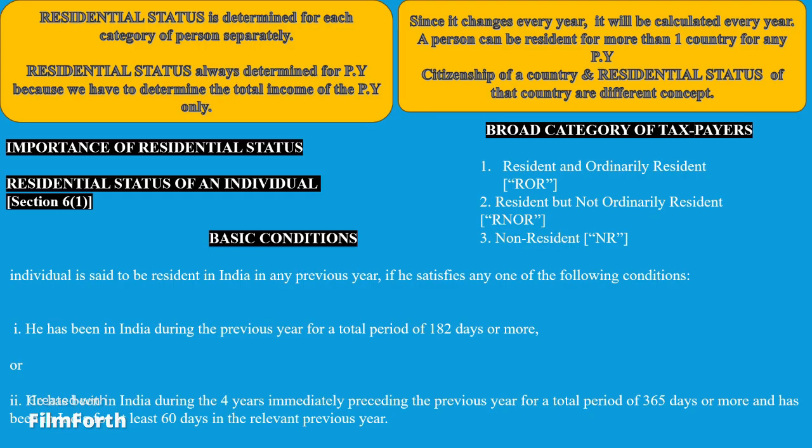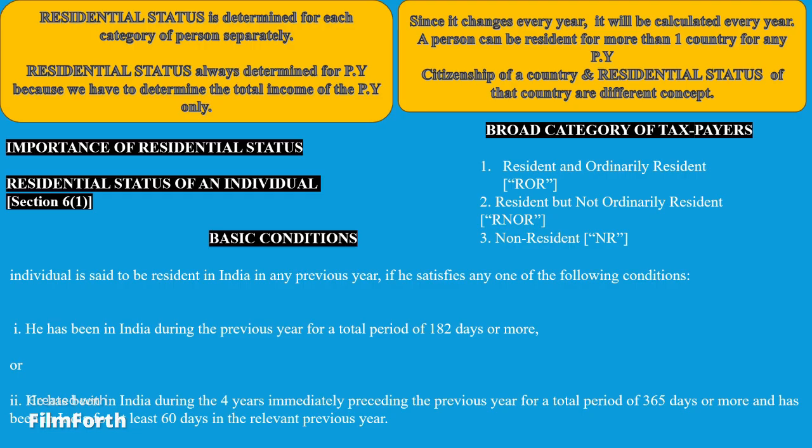The residential status of an assessee must be ascertained with reference to each previous year. A person who is resident and ordinarily resident in one year may become non-resident or resident but not ordinarily resident in another year, or vice versa. The provisions for determining the residential status of assessees are: Section 6, Clause 1. Residential status of an individual.